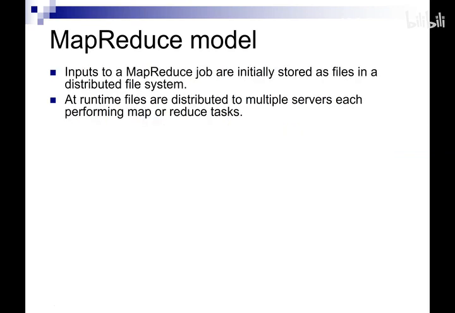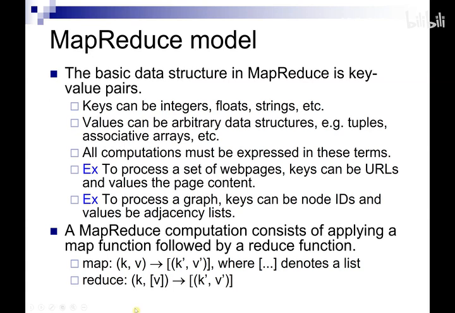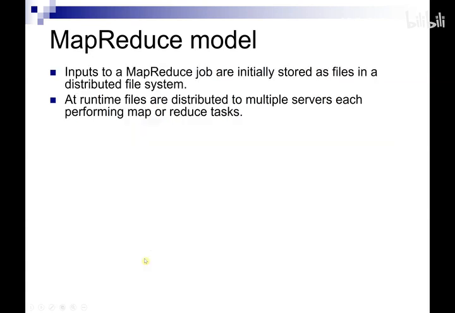Okay, now some things about how MapReduce is actually implemented. So initially, the input to a MapReduce job is a set of key value pairs, right? Because the first step to a MapReduce computation is to start with some key value pairs. Okay, and so these initial key value pairs are going to come from the inputs, and the inputs are initially usually stored as files in some sort of distributed file system.